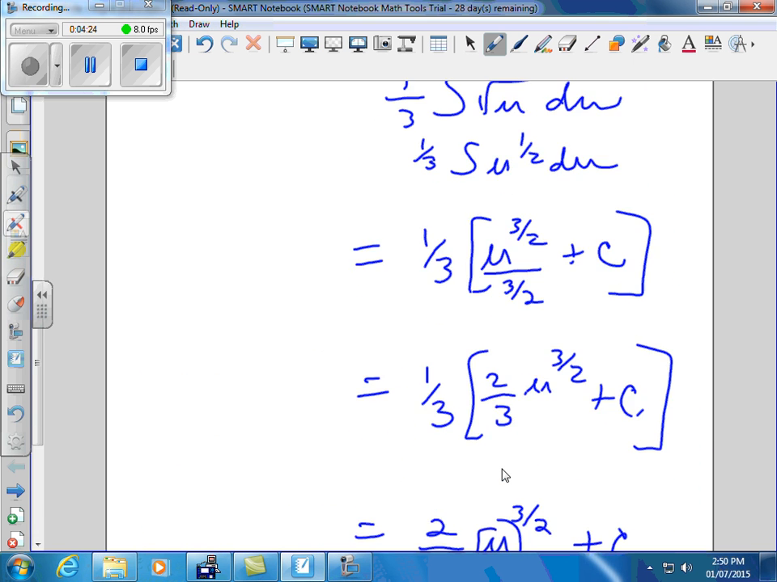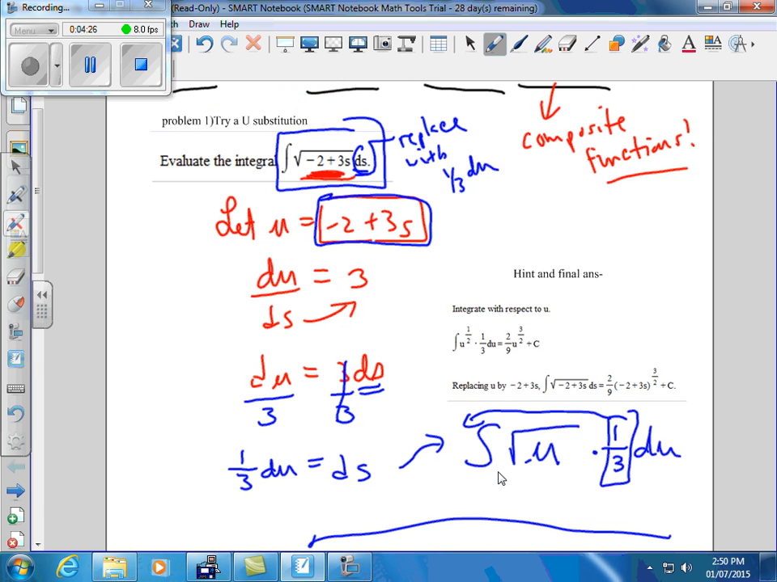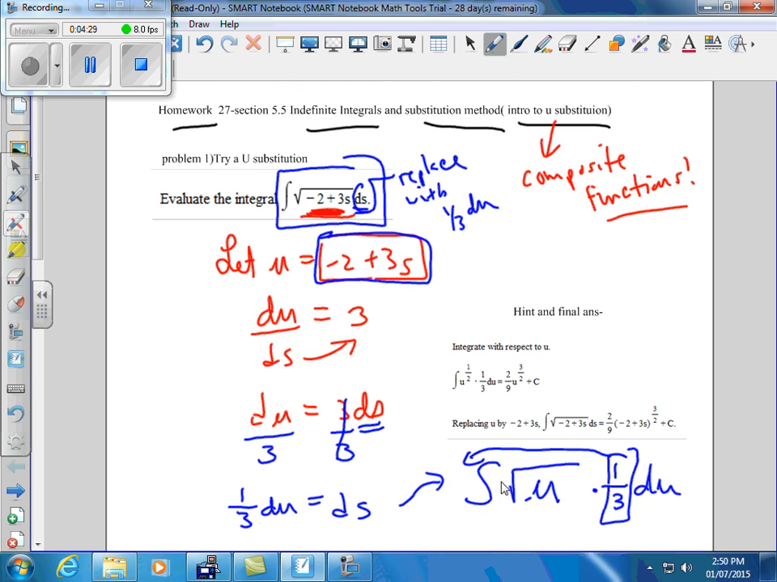Okay, so initially a u substitution is kind of awkward, getting used to it. But we're going to do that over and over again in the hopes that you get used to that. Let's try another. I'll hit pause.